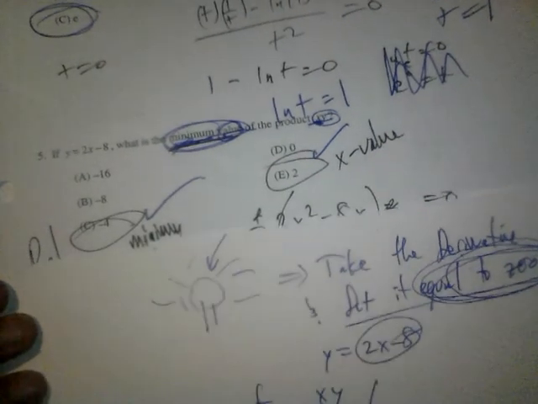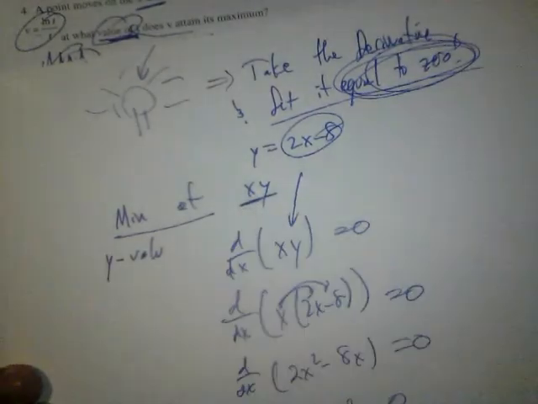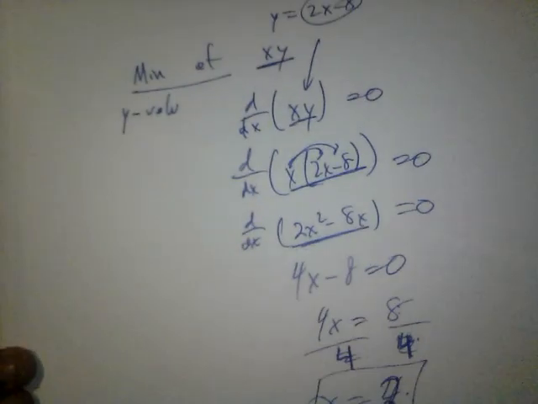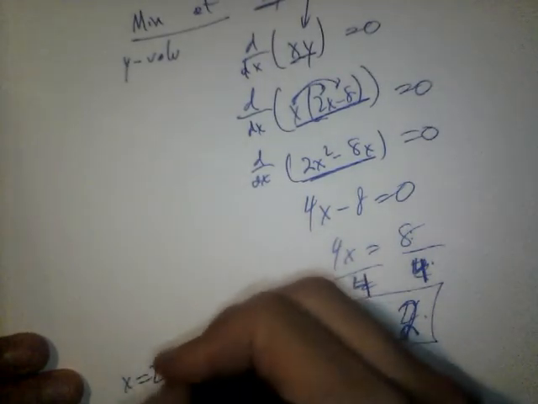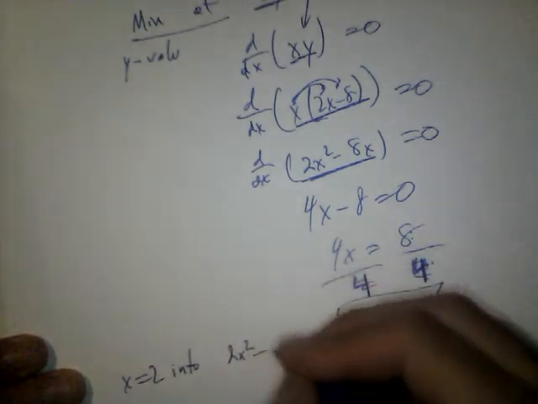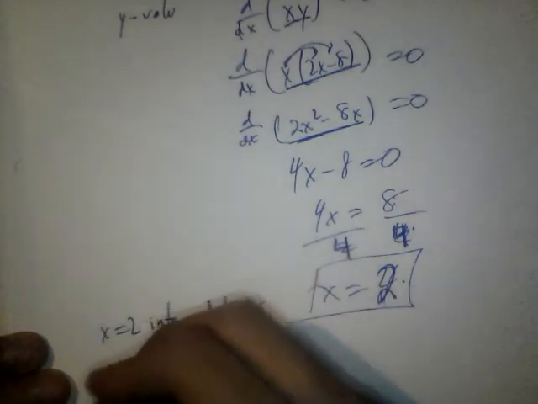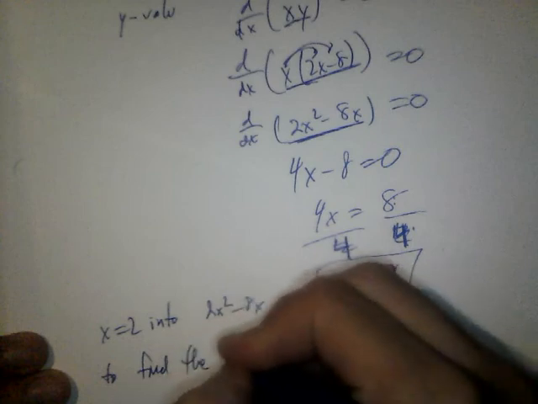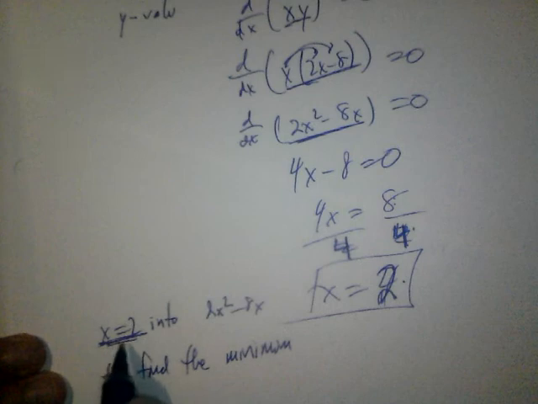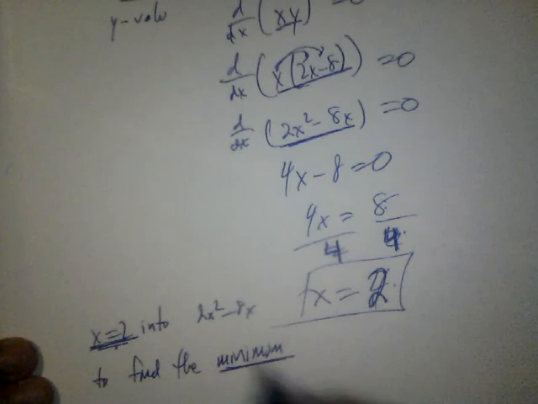So to find the y value, you would need to plug it back into where? Into this here, which is this guy. So I'm going to plug x equals 2 into 2x squared minus 8x to find the minimum. To find the min, right? So notice, we found the x coordinate of the extreme value, but we actually want to find the y value, the actual height. So we're going to plug it in.